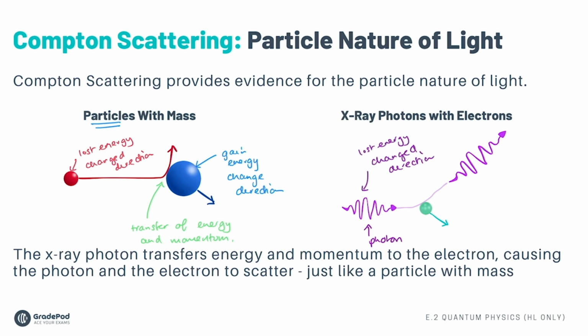And how do we know that? Well, after it's collided, the wavelength is greater. And also it's pretty obvious it's changed direction, right? So we know it's lost energy because its wavelength has increased, which means that the frequency has decreased. And it's changed direction. If you look at the electron, after the collision, it's gained energy and it's changed direction. And the fact that a photon could transfer energy and momentum to the electron, just like any particles of mass, convinced Compton that the photon had particle-like properties.